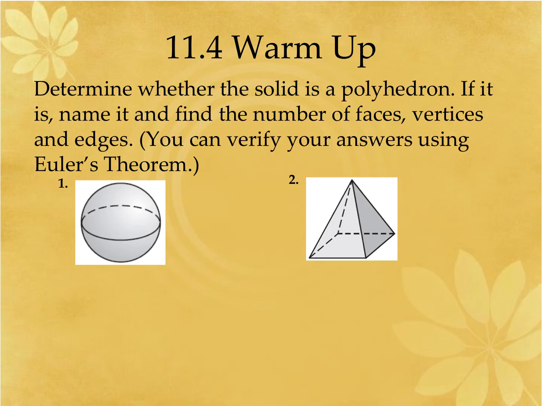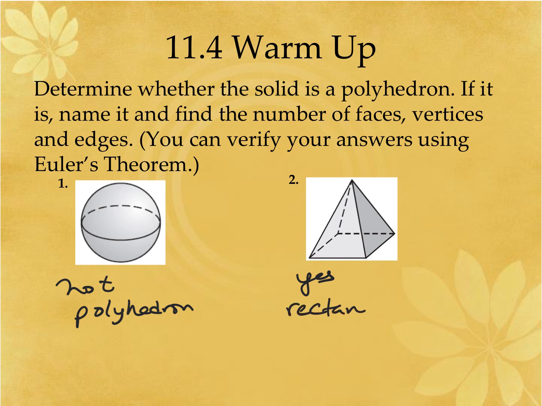Okay, and then we have section 11.4 here, and we have to determine if this is a polyhedron. This is not a polyhedron. It's a sphere, because it's got a curved side. So not a polyhedron here. This one, yes, it is. And the shape on the bottom, since there are no congruency marks, I'm just going to name this as a rectangular pyramid.